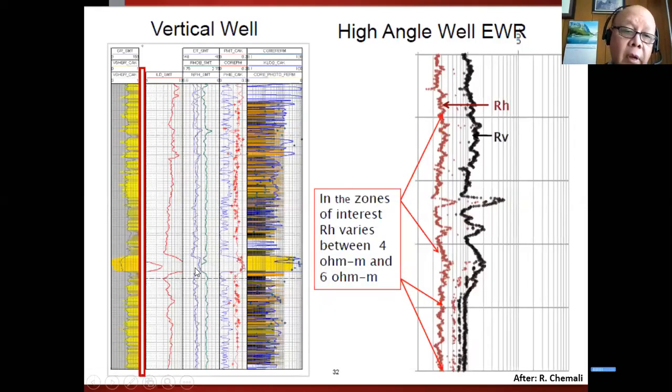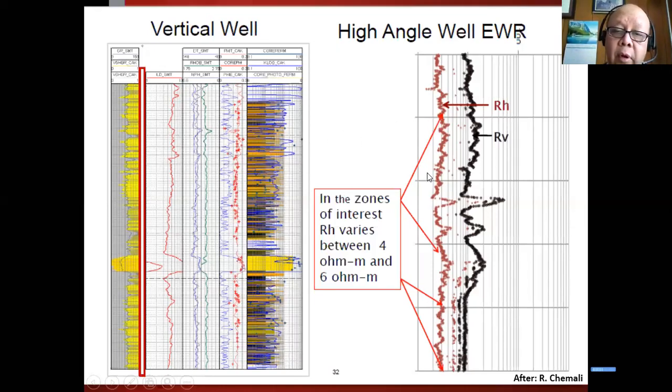Here, we have a vertical well, and then we have a high angle well using the EWR log. Okay, so in a vertical well, we don't have much of an issue. We are measuring the high resistivity. This is the resistivity which we measured, and then we were able to compute some hydrocarbon in here.